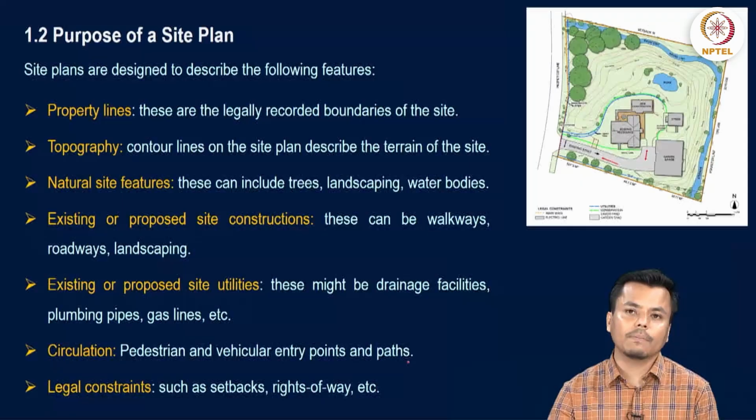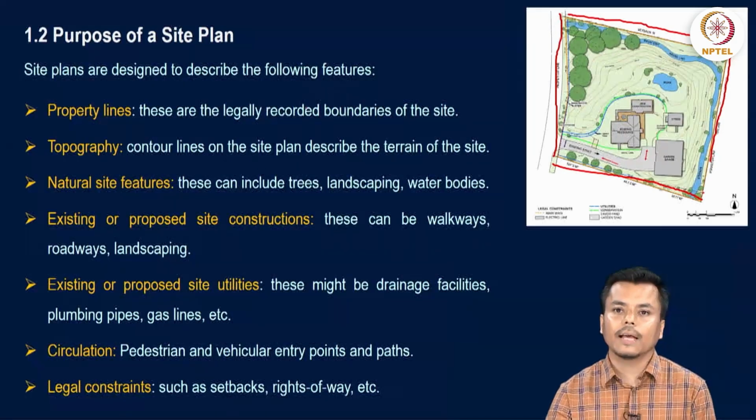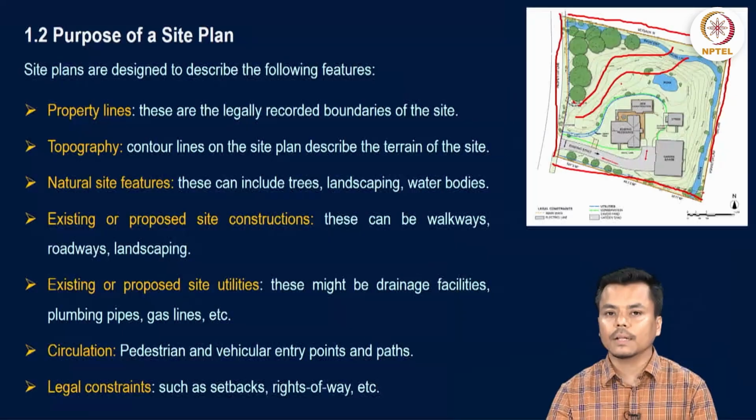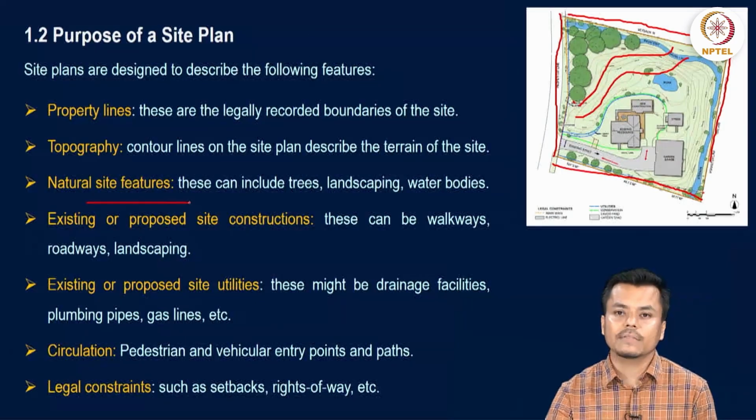The purpose of the site plan is to show certain features like the property line. What is the exact property dimension or site detail? That is shown in the site plan drawing. Then the topography: are there any contour lines present? Where is the slope, where is the higher level, and where is the lower level within the site? All this information can be gathered from the site plan. Along with that, the natural site features: where the existing vegetation is located, or if there is any water body flowing around the site, this can be understood.